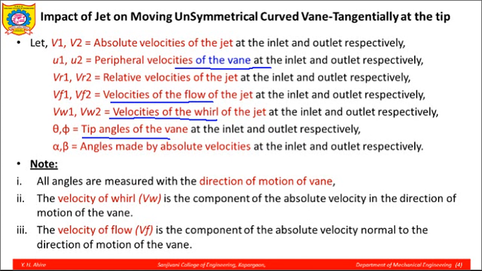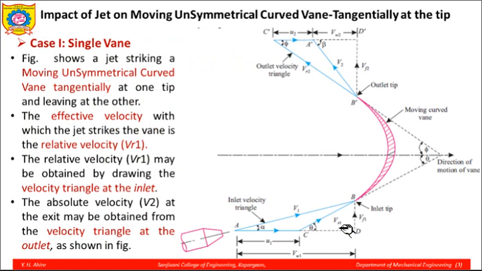Why are these called tip angles, theta and phi? Because the tangent at the inlet tip of a vane makes an angle theta, so it is called the inlet tip angle theta. The tangent at the outlet tip of a vane makes an angle phi, so phi is known as the outlet vane angle.